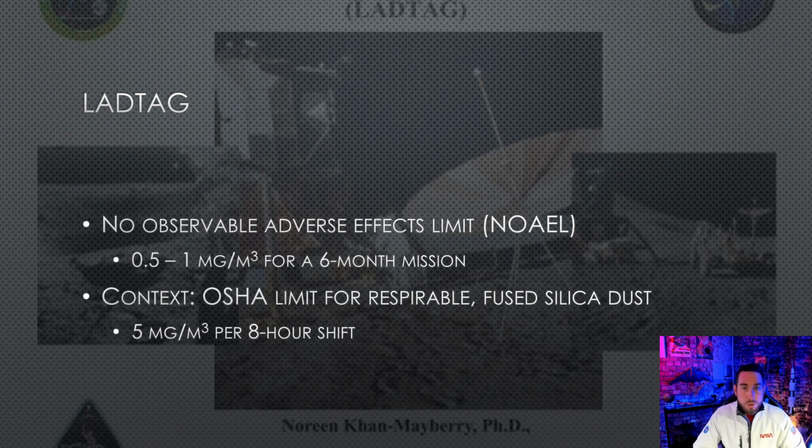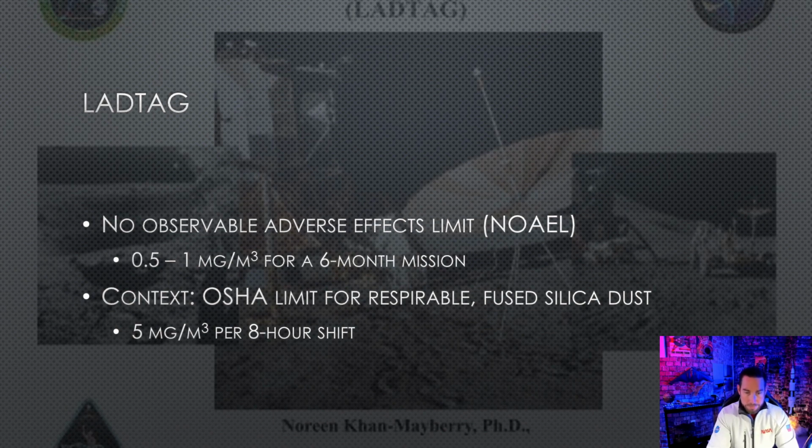They found that the no observable adverse effect limit, or NOEL, was 0.5 to 1 milligram per cubic meter for a 6-month mission. So as long as we keep exposures to less than 0.5 to 1 milligram per cubic meter over a 6-month mission, there shouldn't be any observable adverse effects. Now, if you compare this to the current OSHA limits for earthbound work for respirable fused silica dust, that limit is 5 milligrams. So, 5 to 10 times higher limits for OSHA as compared to what NASA will be instituting for lunar dust exposure. But again, you have to have that margin of safety built in.